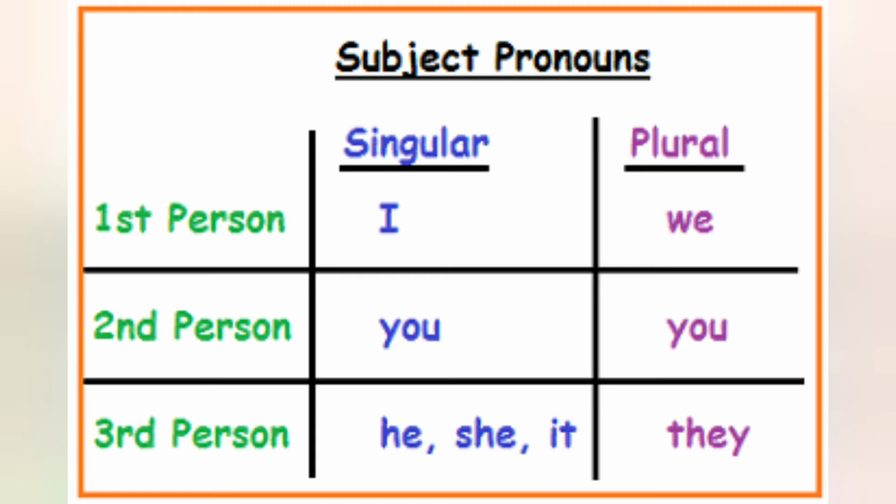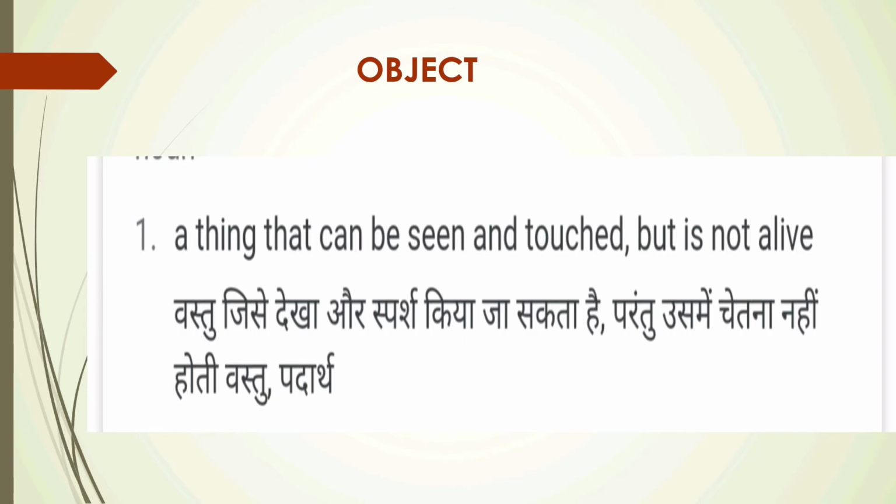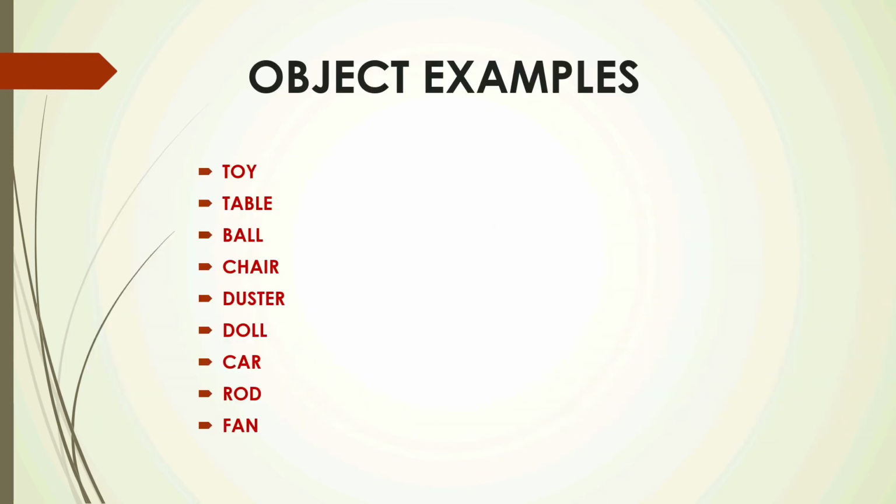Keep this concept in your mind. Now we can have the next part of the formula. We note this subject, and then you have the object. What is an object? An object is a thing that can be seen and touched, but it's not alive. Obviously, we can assume that non-living things, in simple words, are considered to be objects.